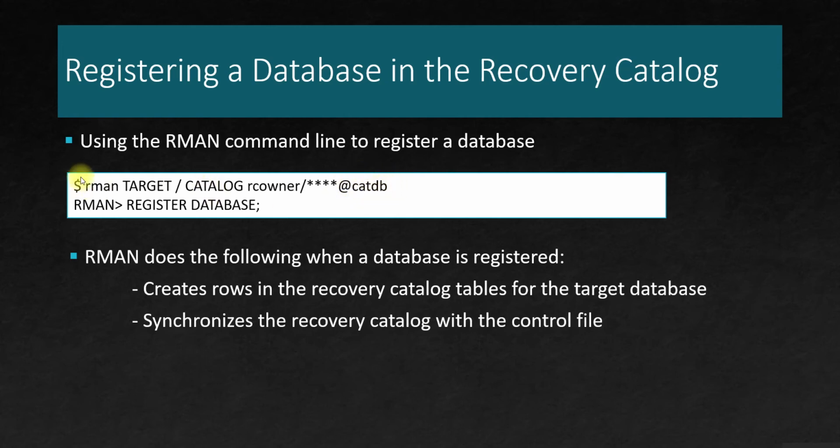So there are two pieces: the database you want to register, and make sure to enter the catalog keyword and then mention the details, and then run register database. What it will do is create the rows in the recovery catalog tables for the target database, and it will synchronize the recovery catalog with the control file. So your database will have a control file.